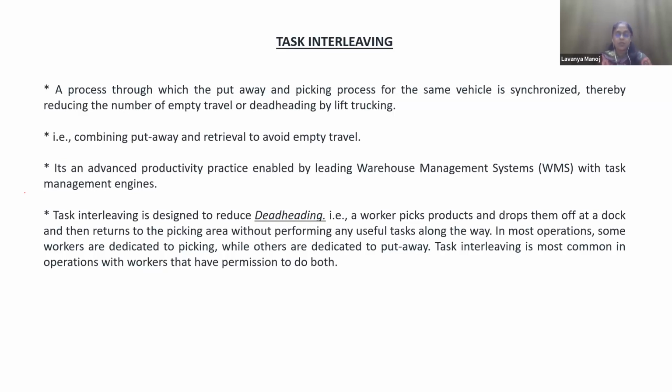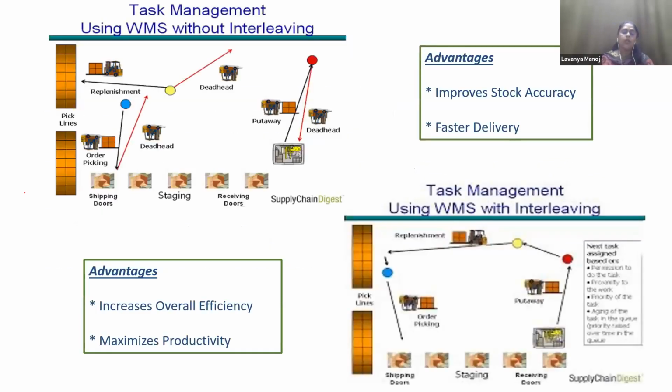So the first process, picking one by one, is called deadheading. To avoid deadheading, task interleaving is done to minimize energy, to avoid wastage of time and wastage in the use of the machines, because every time the forklift is sent, diesel is wasted, right? So to cut down the transportation cost also, task interleaving is used in warehouses and production units.